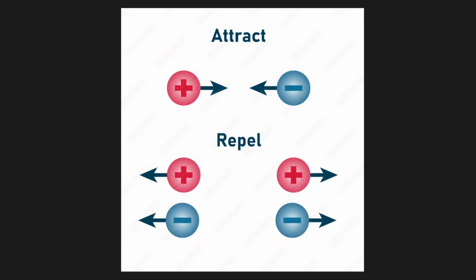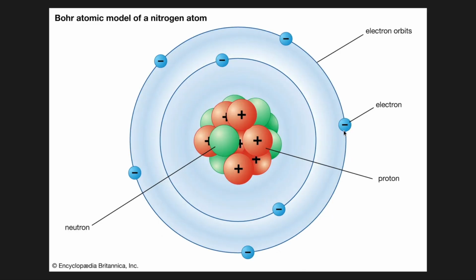Now, a really big concept that was talked about in the first lecture was this idea that opposite charges attract and like charges repel. That is, a positive and a negative attract, and a positive and a positive repel, a negative and a negative repel. So if we go back to the atom, we see that the proton and the electron will attract each other because they're opposite charges. And the proton and the proton will repel each other because they're the same charge, and the electron will also do the same.